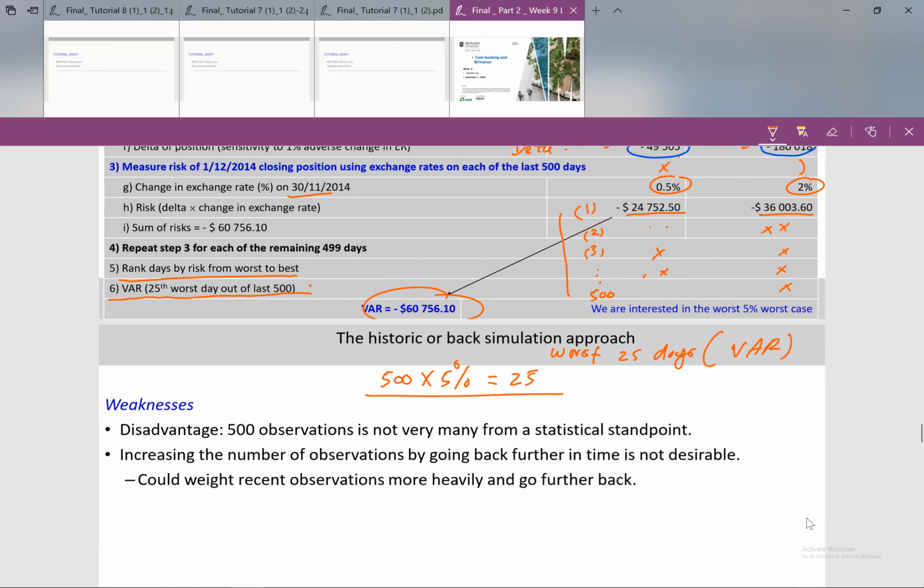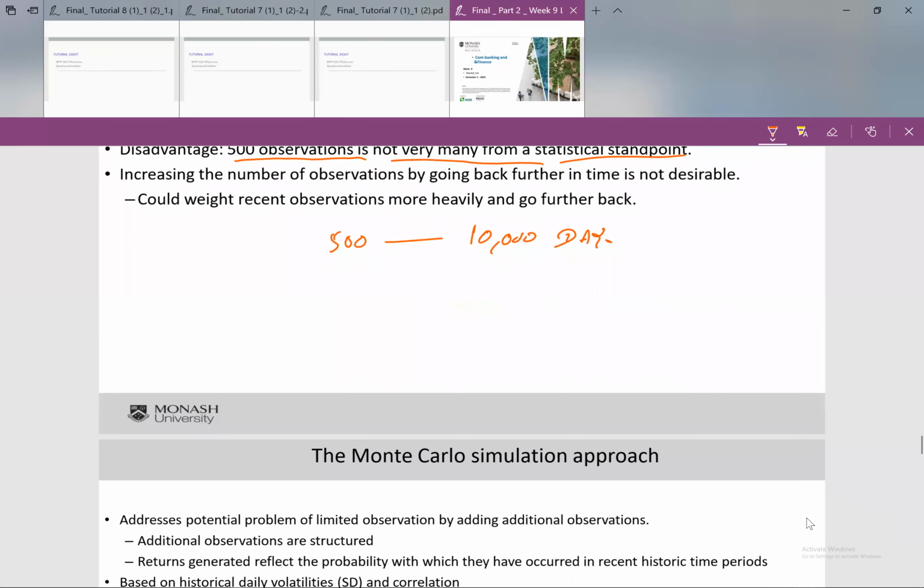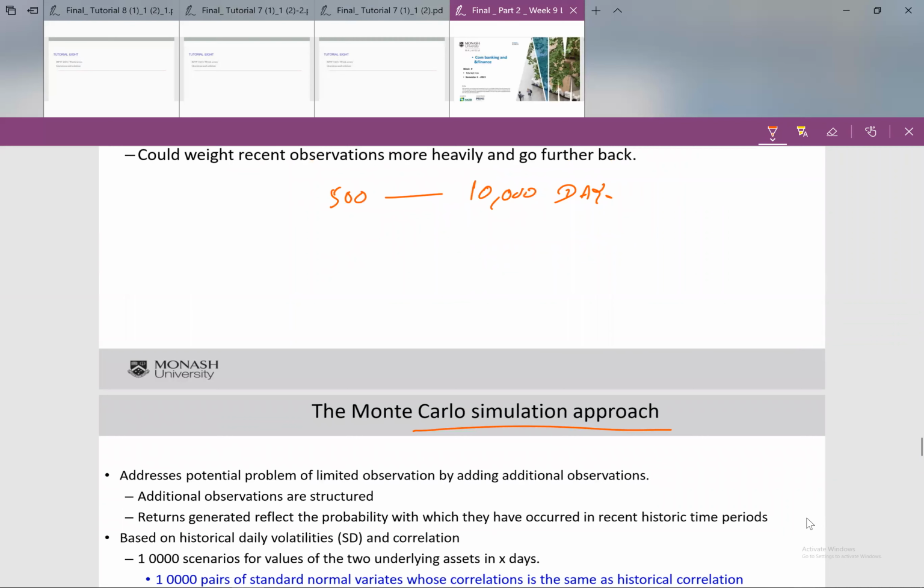There is a disadvantage for this, because 500 observations is not very many from a regulatory standpoint. So they want to increase this 500. They say maybe it's not enough. Maybe they need 10,000 days. So when we have 10,000 days or 10,000 observations, you will still do the same. Of course, the system will do it for you. We go to the Monte Carlo simulation.